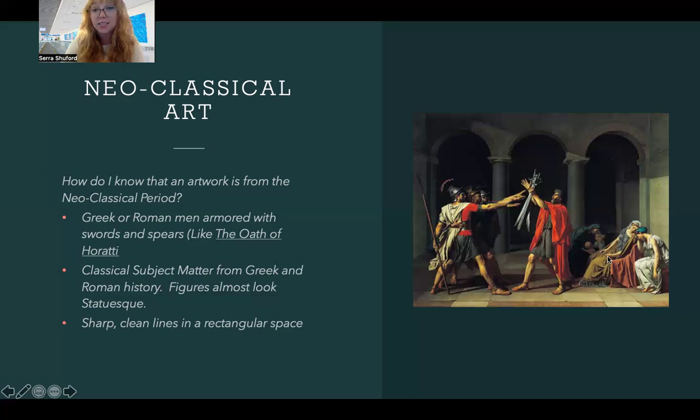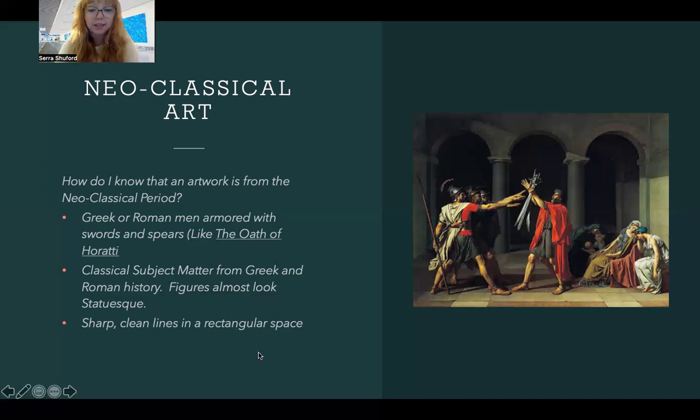In the Baroque artwork we talked about how it feels very in motion, like you're capturing a moment in time as it's transitioning or moving. Whereas with neoclassical, the figures are posed in a way that feels unnatural. We also see a lot of sharp, clean lines in a rectangular space. So everything here feels very crisp and very defined. It doesn't feel fuzzy or grainy. Everything is in the sharpest detail it can be.